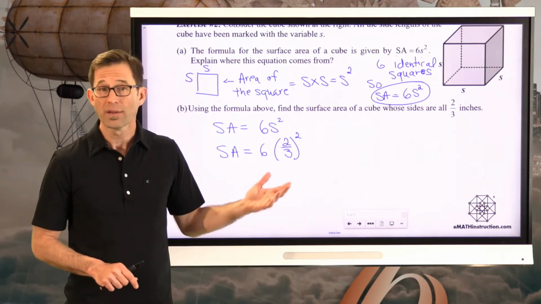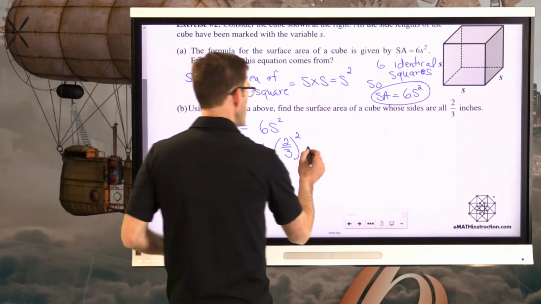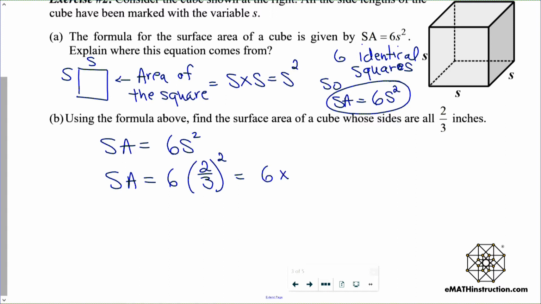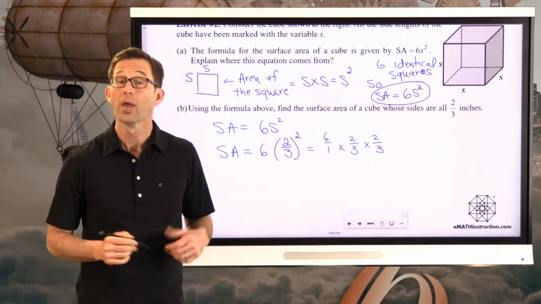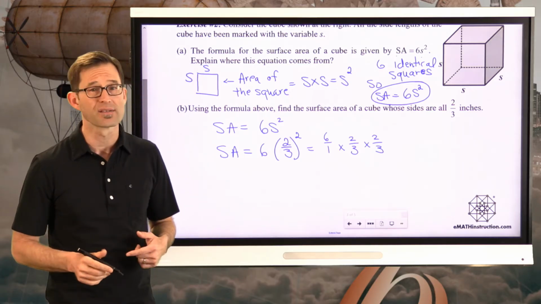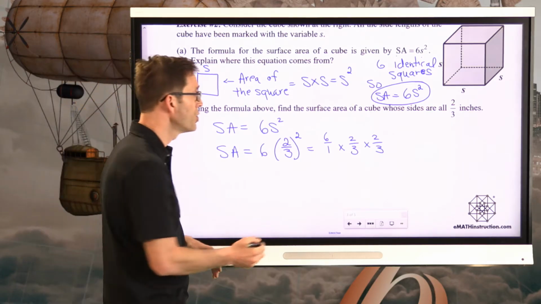All right, well, let's kind of work it out. So we want to do 6 times 2/3 times 2/3. And if it makes you more comfortable to multiply everything so that it looks like a fraction, why don't we put the 6 as 6 over 1, or 6 divided by 1. Now we can do a little bit of cross-canceling here, not much, but we can do a little bit.